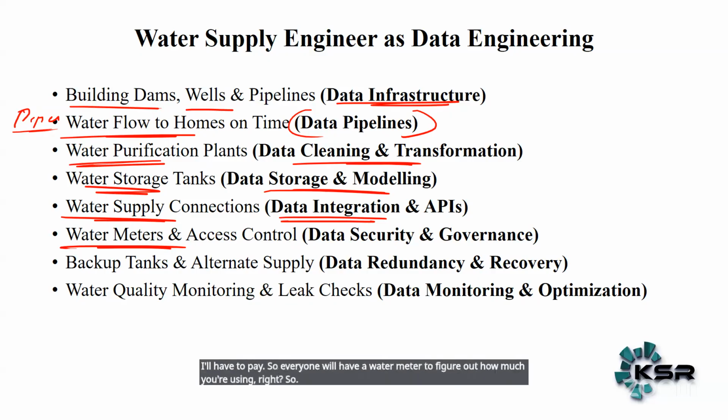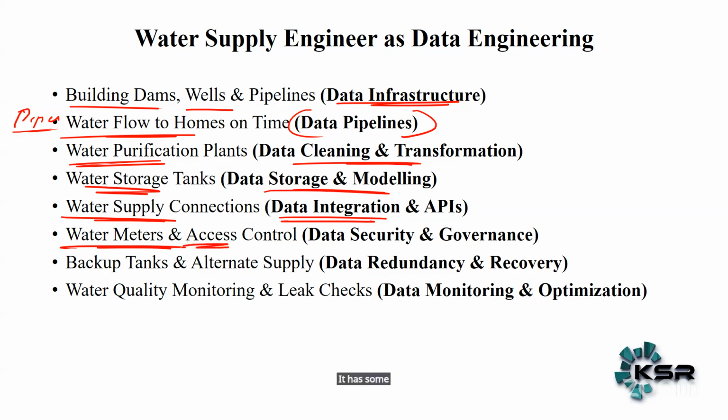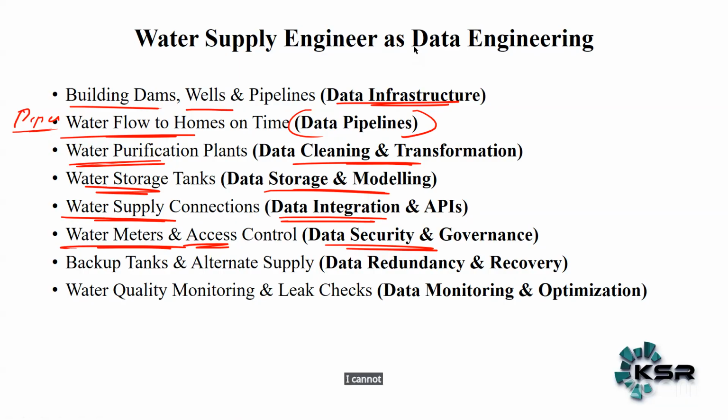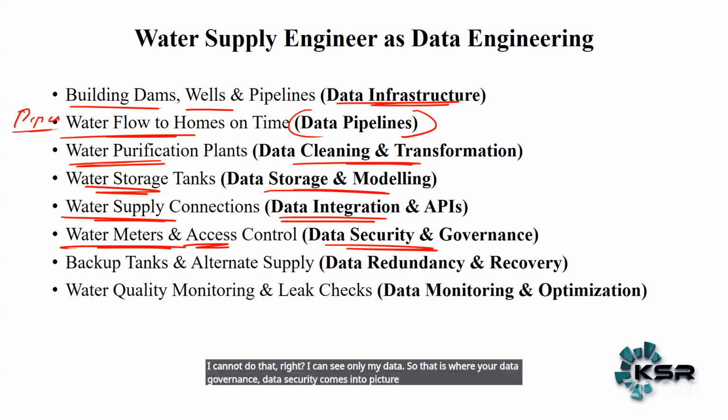Similarly, there is access control. Every house is linked with a water meter and with its price. So we need to have proper security. I cannot go and see the bill generated in your house. I can see only my data. That is where data governance and data security come into the picture, and backups.